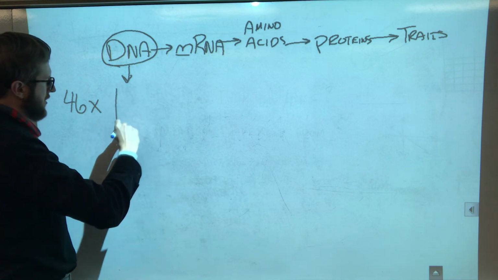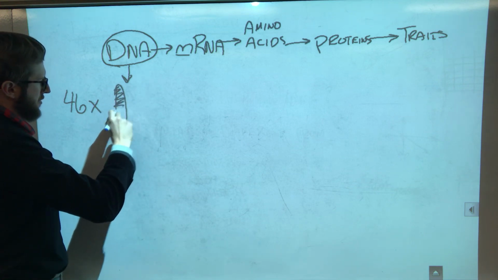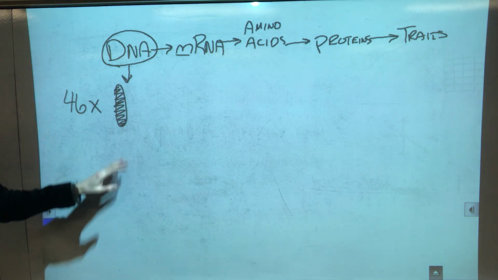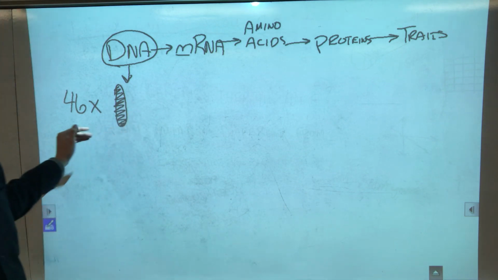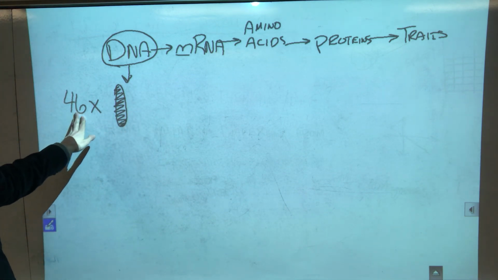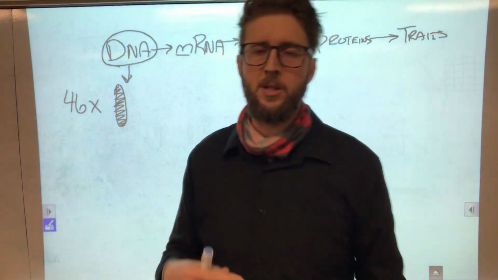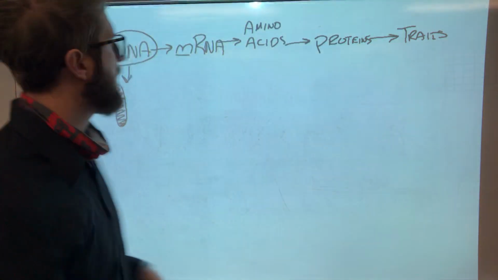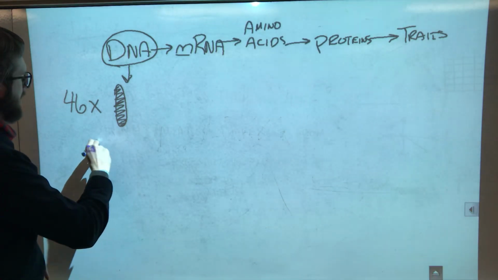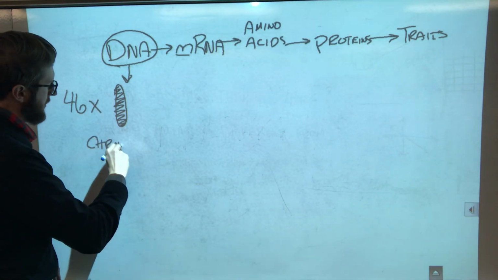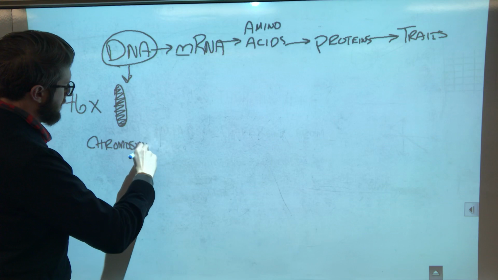DNA is 46 of these chromosomes. So let's say this is one chromosome. Remember, a full set of DNA is 46. So your DNA is actually 46 chromosomes that all float around each other inside the nucleus. Now, again, I'm just going to write chromosome here.